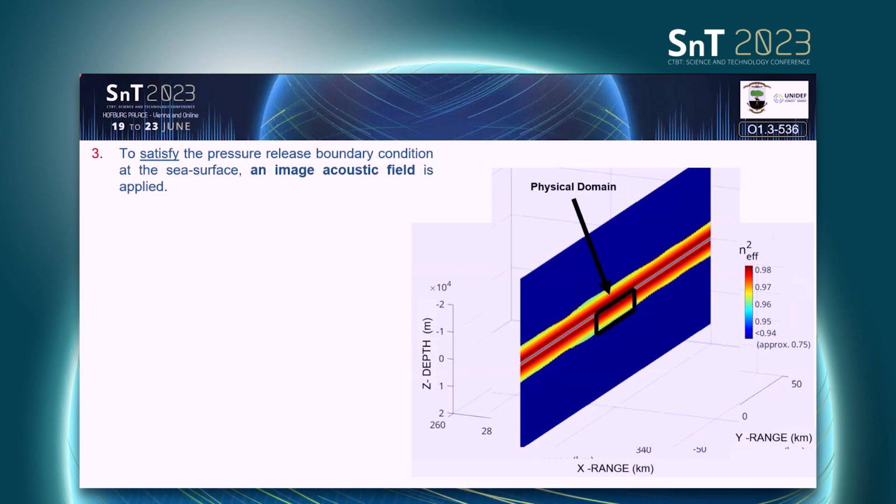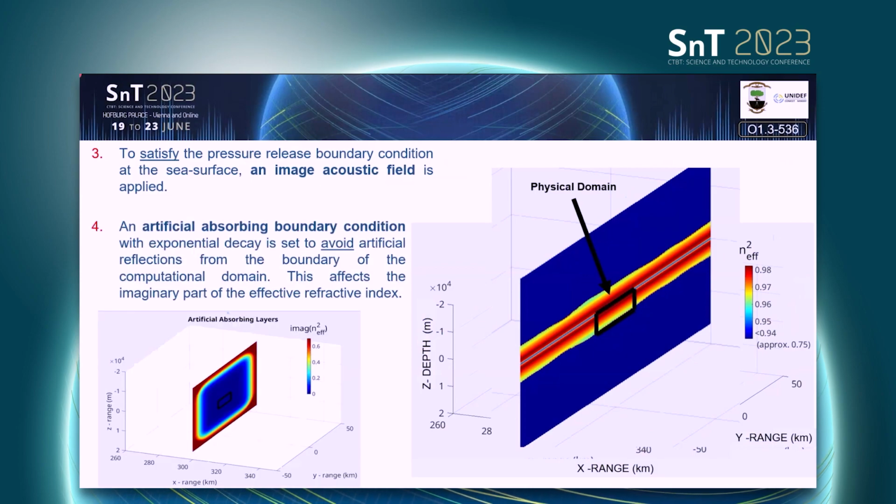Another detail about this method is that, to satisfy the pressure release boundary condition at the sea surface, an image acoustic field is applied, and second, an artificial absorbing boundary condition is used to avoid spurious reflection from the boundary of the computational domain.